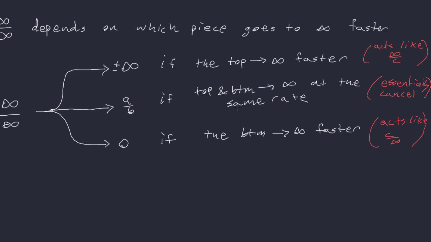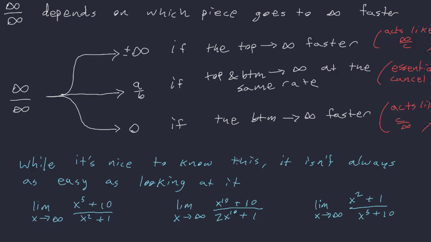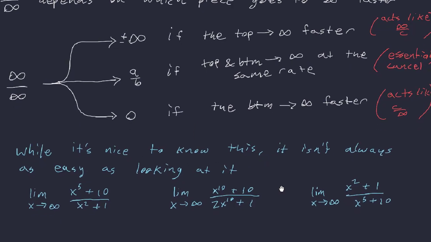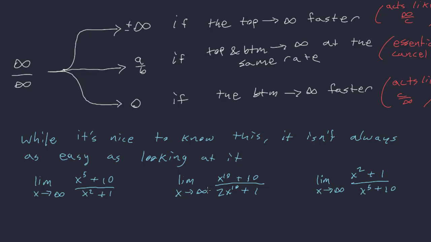All right. Now this is always going to be true no matter what it is we're talking about. But for the time being, it's mostly like powers of x and whatnot. However, this isn't always super easy to just look at. It's not always that easy to just look at it and know. But for examples like this, maybe it is. Like the limit as x goes to infinity of x to the fifth plus 10 over x squared plus 1. The top is definitely going to infinity faster.